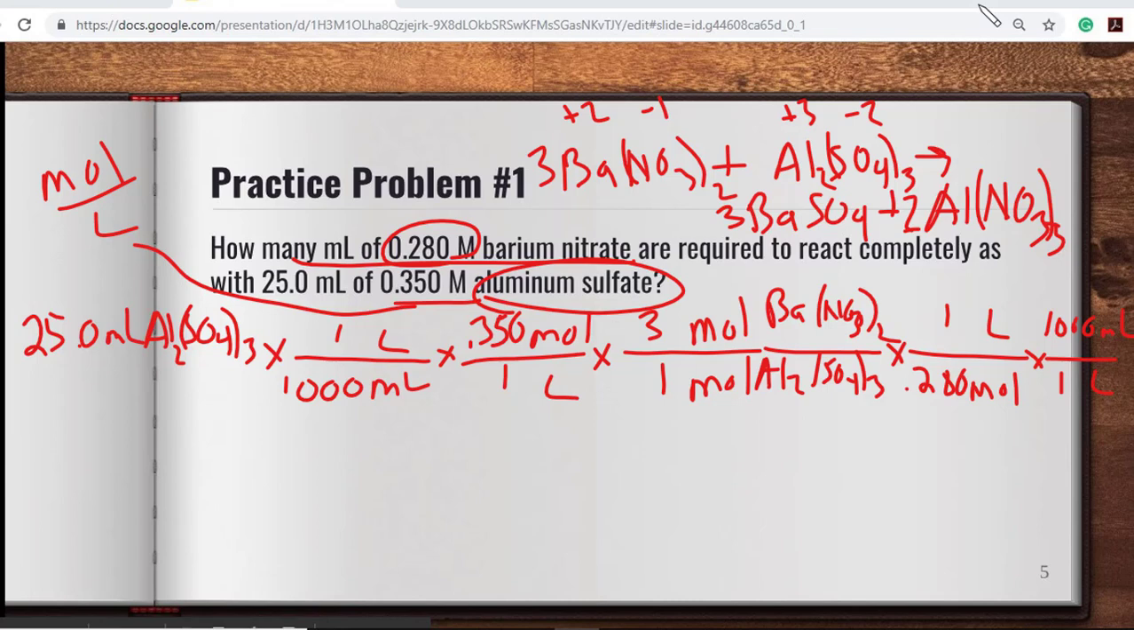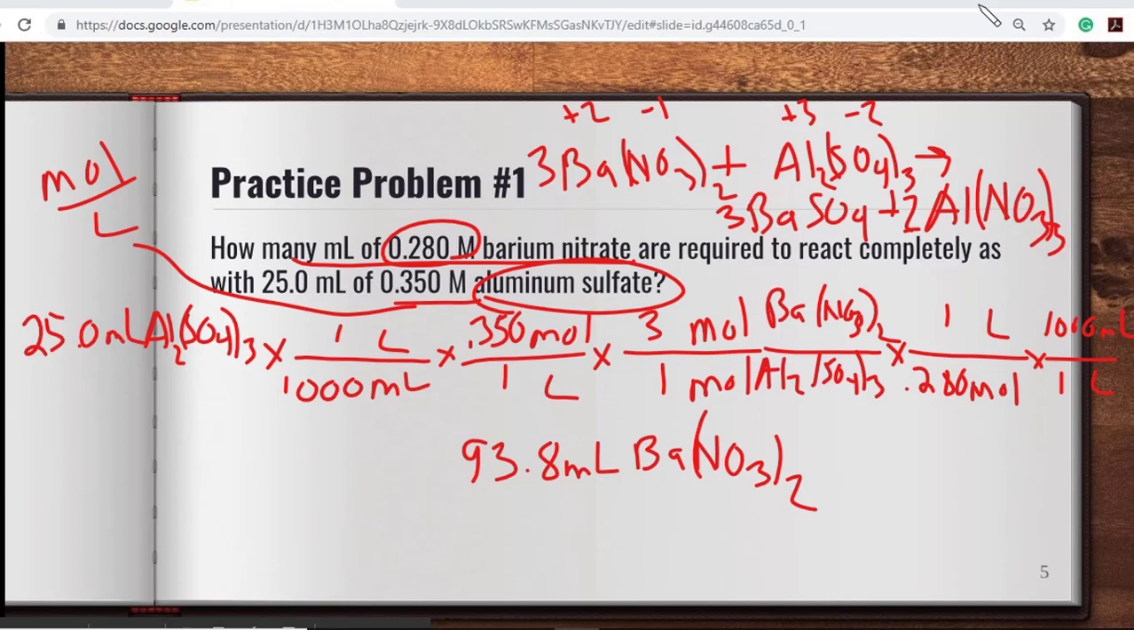I take a look at my response here. I need 3 significant figures, so my answer is going to be 93.8 milliliters of barium nitrate. Okay, that's all there is to it.